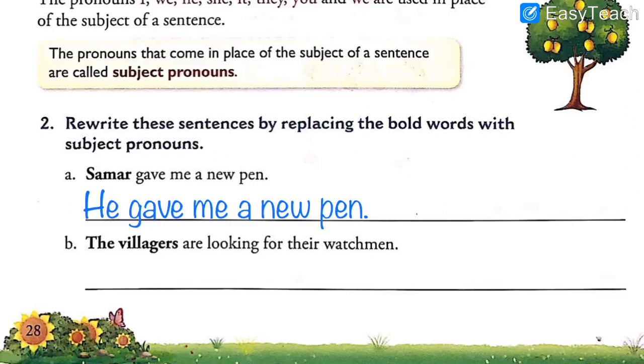But here the person himself is not speaking the sentence. So we have the option of they. Two options are there for plural, they and we. But can we use we over here? No.